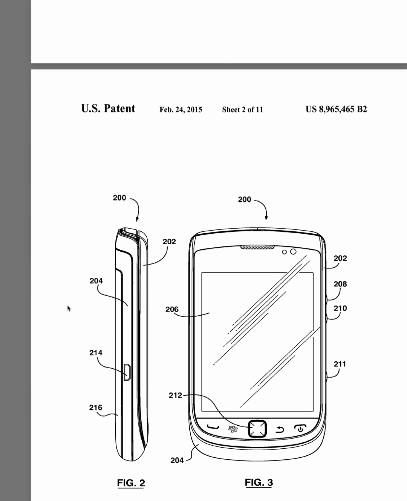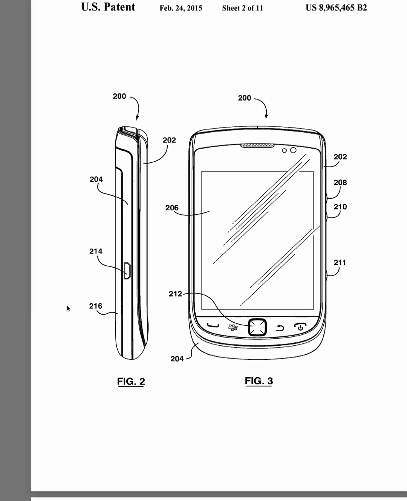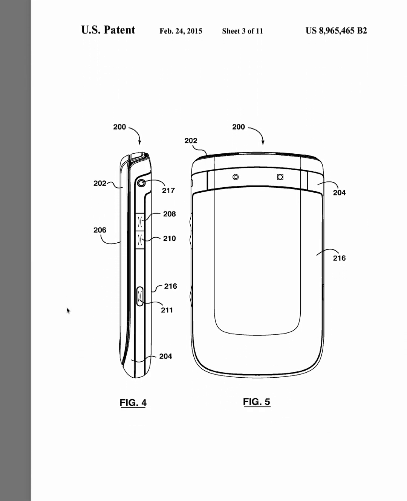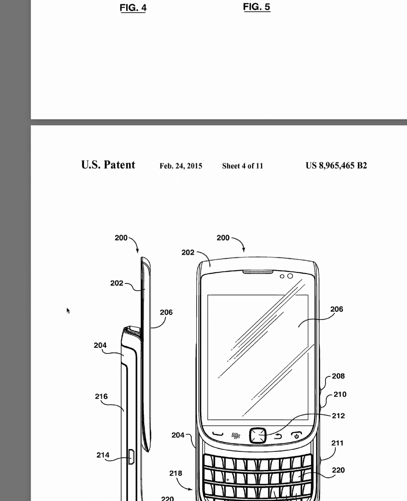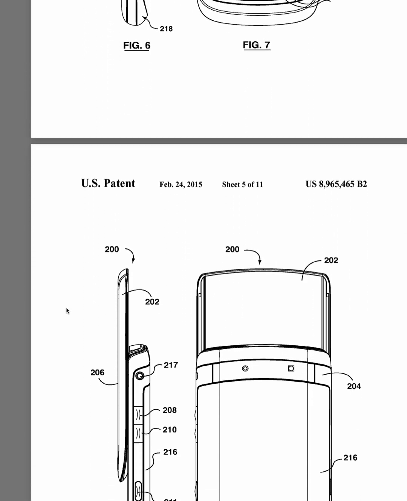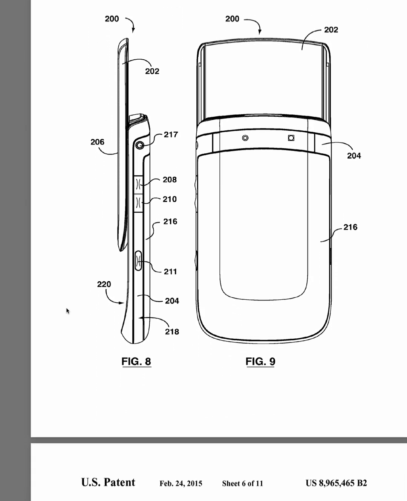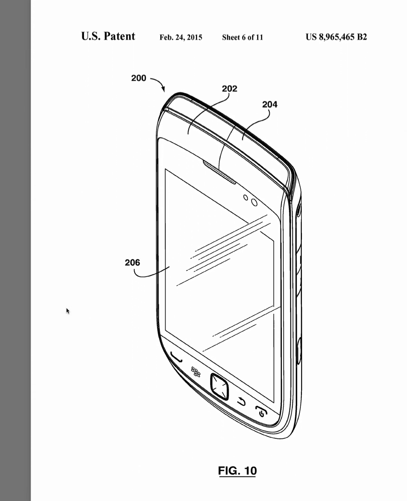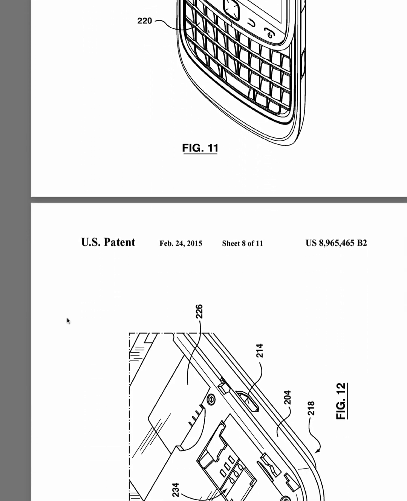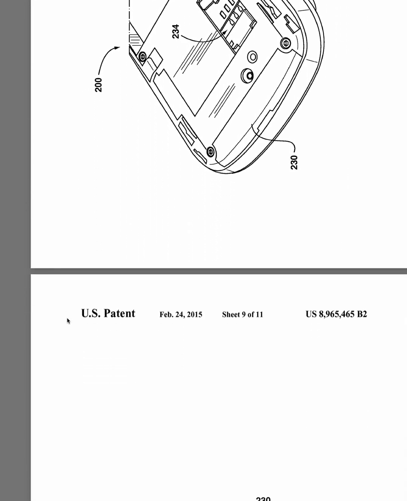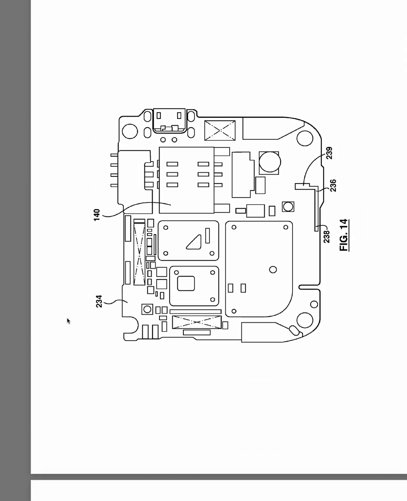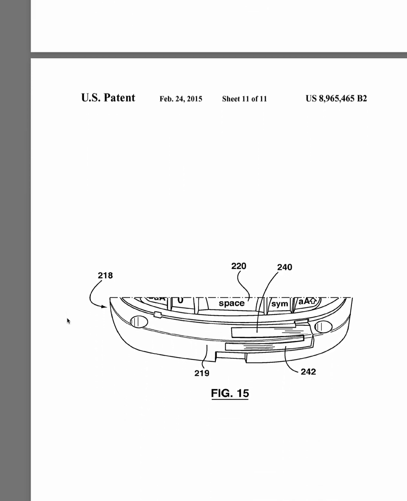See figures 2 and 3 on this screen. Again, every component has a set of numbers. All of the components have their own number so that you can understand what is being shown, what is being described, what is being invented. 14, 15, I think 15 is the last figure.